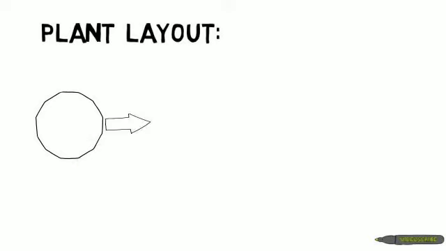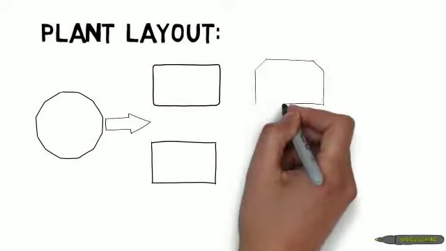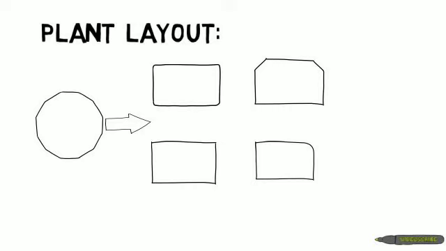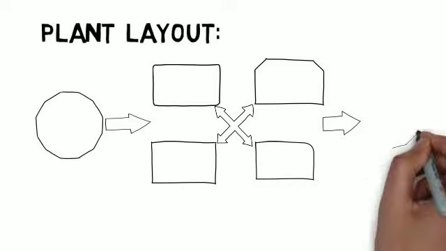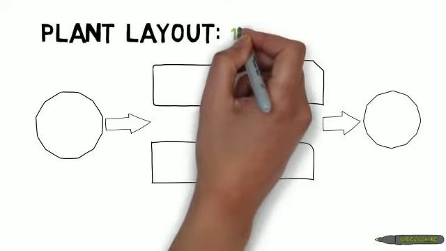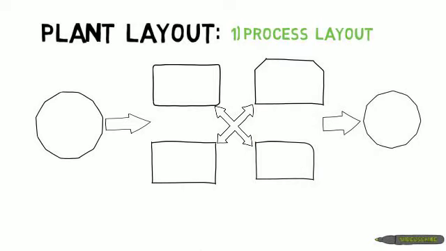Generally, there are three types of plant layout available. All these layouts are different from one another and they can be used to produce different types of goods. Let's take a look at each one. The first one is called the process layout. Notice in the picture how it looks.